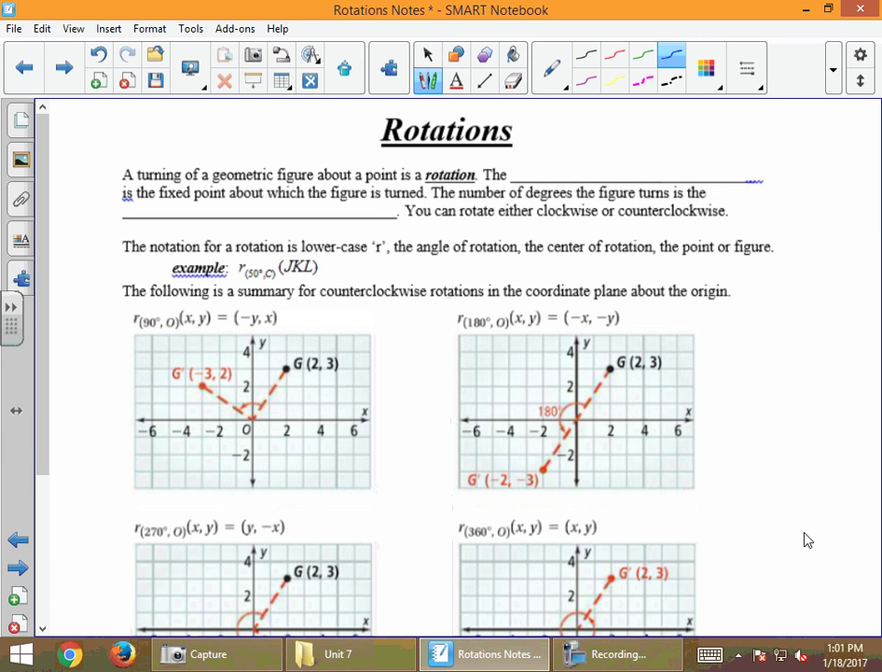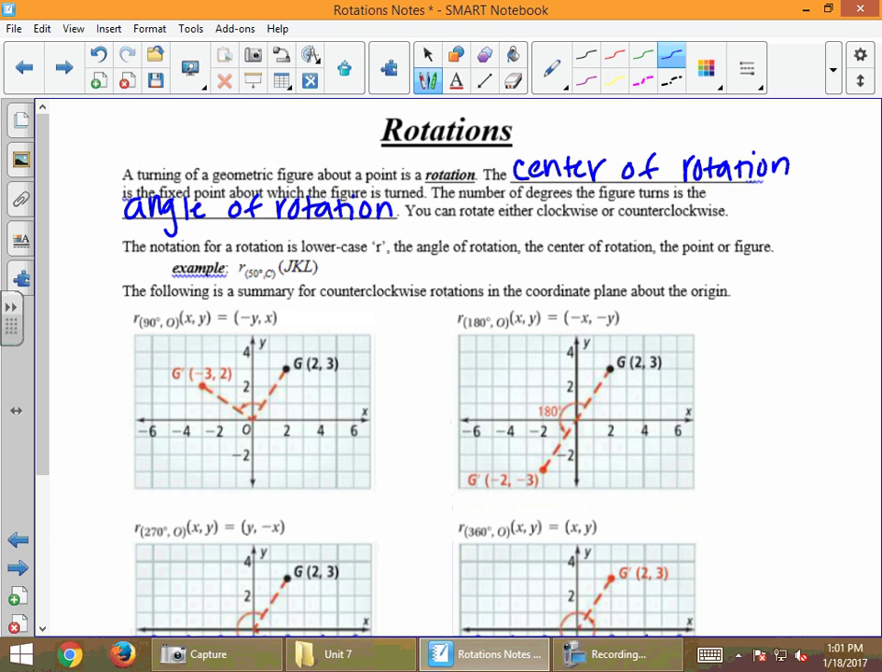The center of rotation is the fixed point at which the figure is turned. The number of degrees the figure turns is the angle of rotation.